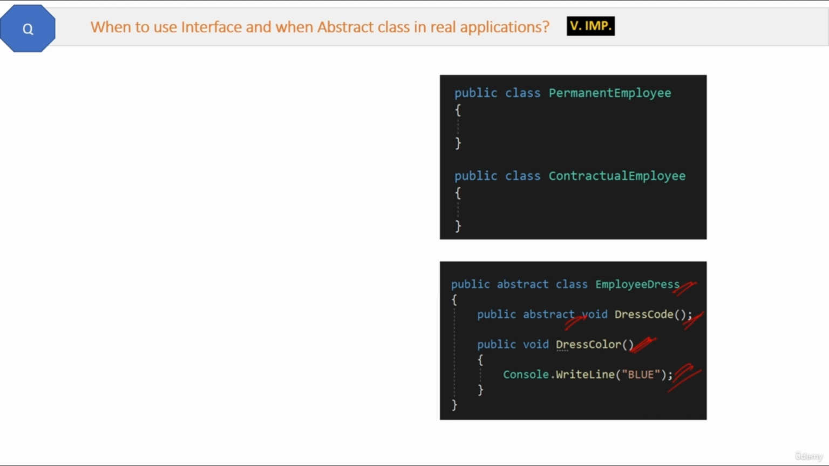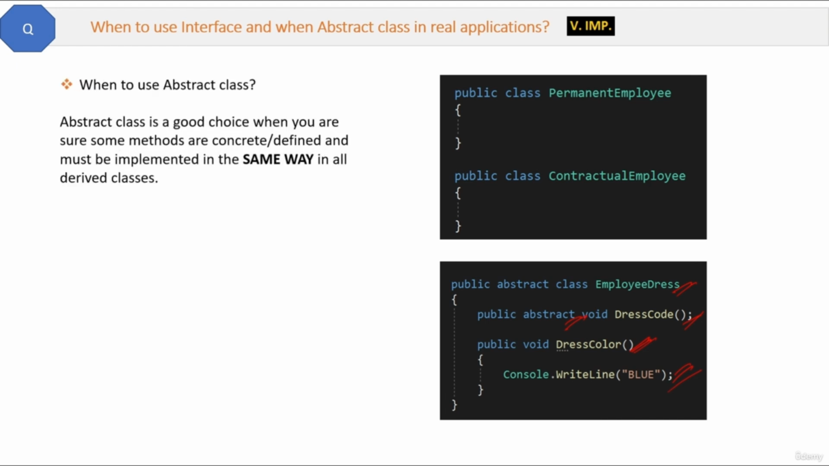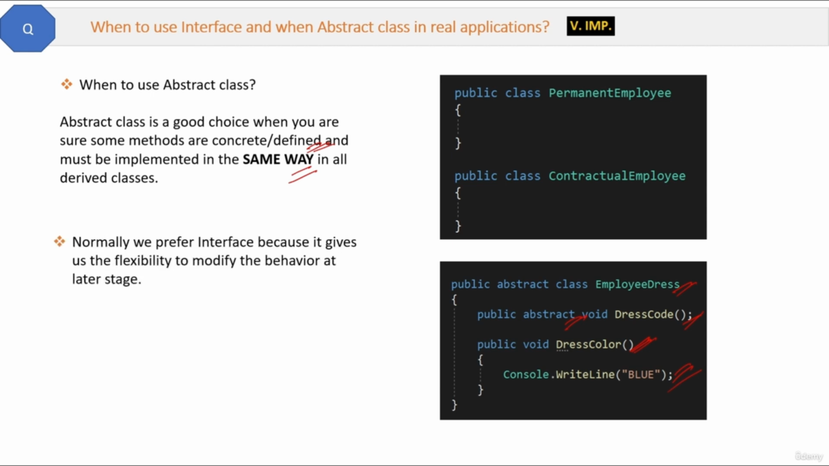So when to use abstract class? Abstract class is a good choice when you are sure some methods are concrete or defined and must be implemented in the same way in all the derived classes. Now, one more thing here. Normally, we prefer interfaces because they give us the flexibility to modify the behavior of methods at a later stage. So that's why we prefer interfaces.